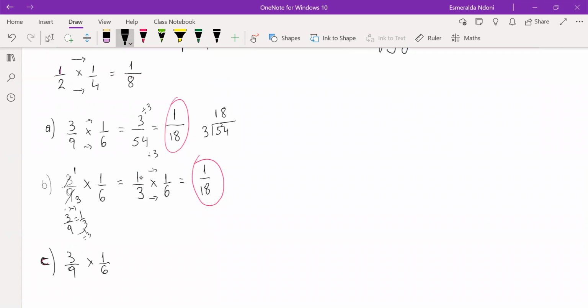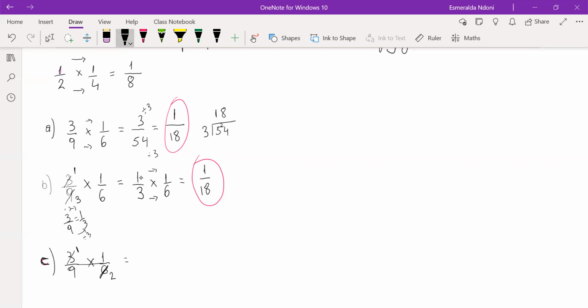Just to let you know that when you're multiplying, and only when you're multiplying, you can cancel across. So 3 divided by 3 leaves you with a 1, and 6 divided by 3 leaves you with a 2. You can do this because multiplication is the same as multiplying top, top, bottom, bottom.